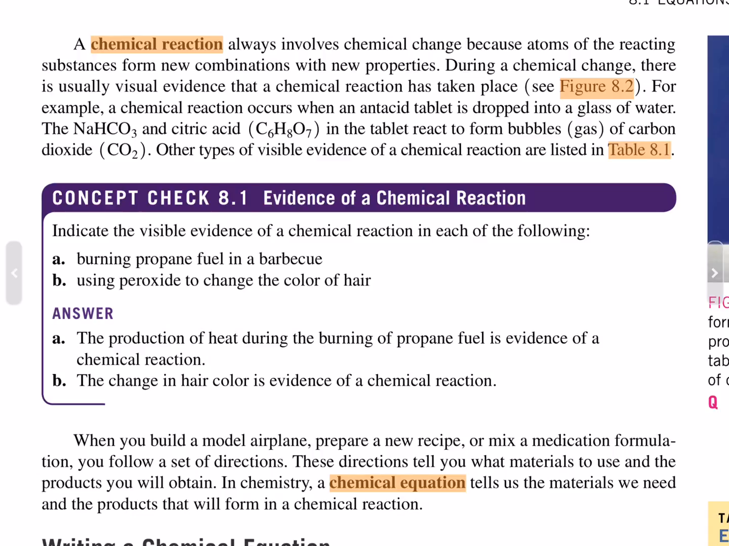A chemical reaction always involves chemical change because atoms of the reacting substances form new combinations with new properties. During the chemical change, there is usually visible evidence that a chemical reaction has taken place. For example, a chemical reaction occurs when an antacid tablet is dropped into a glass of water. The sodium bicarbonate and citric acid in the tablet react to form bubbles of carbon dioxide gas. Other types of visible evidence of a chemical reaction are listed in Table 8.1.